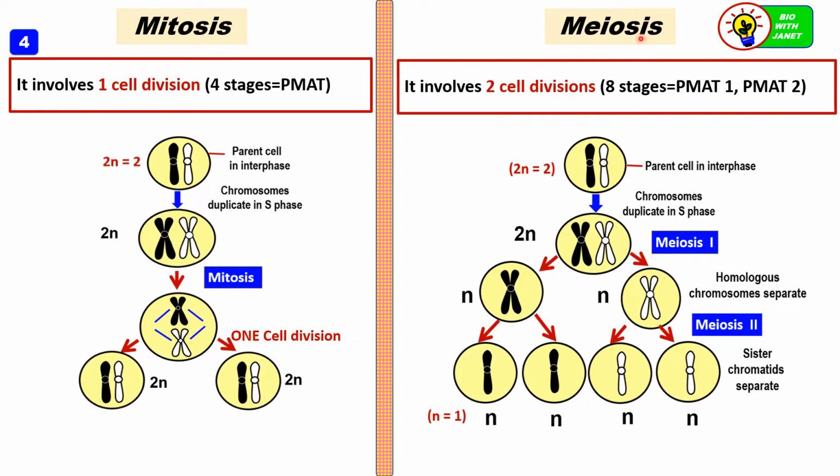Now meiosis involves 2 cell divisions, so we can see here in meiosis 1, the cell divides. After meiosis 1, the cell divides into 2, and after meiosis 2, each cell divides again to form 4 daughter cells, right?